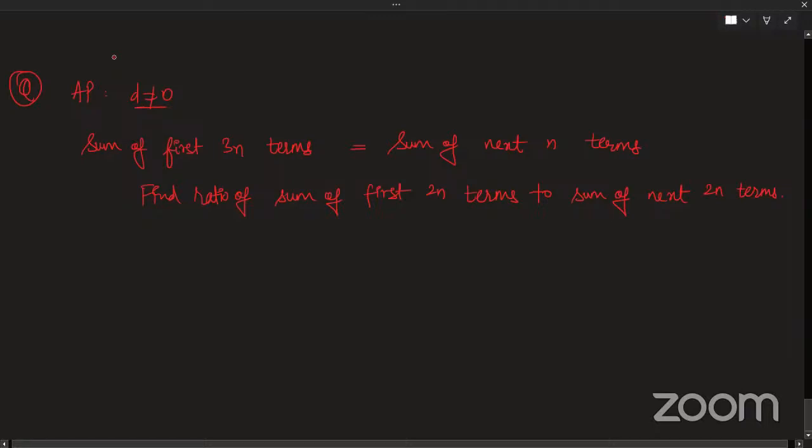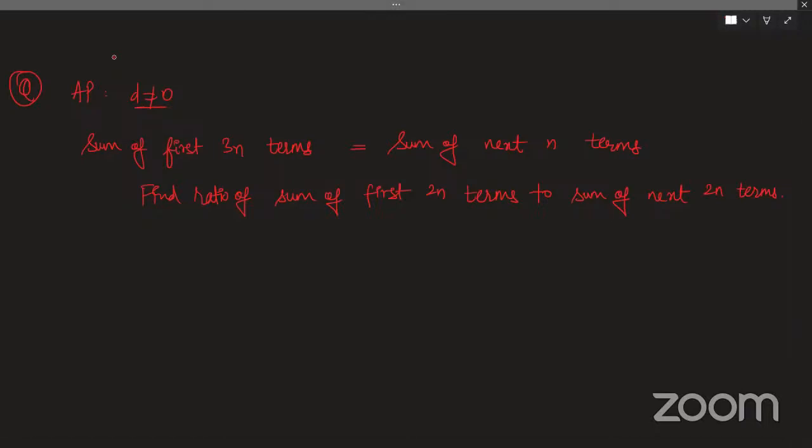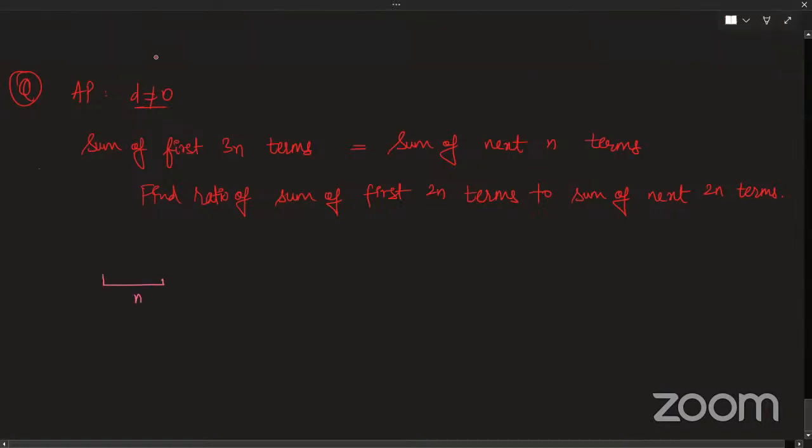What is meant by the sum of next n terms and the sum of first 3n terms? See, I'll explain it with a very small picture. I have this AP. Let me mark S1, S2, S3, and S4. The sum of first n terms is denoted as S1. The sum of terms from n to 2n is denoted by S2. The sum from 2n to 3n is denoted as S3. And from 3n to 4n, it is denoted as S4.